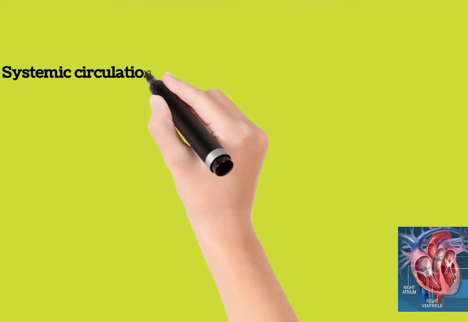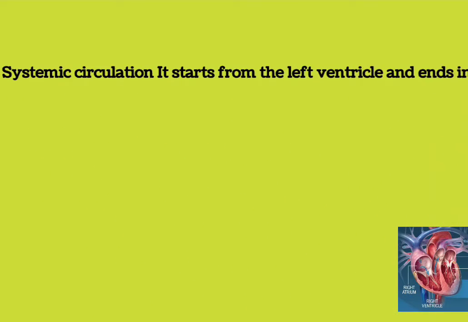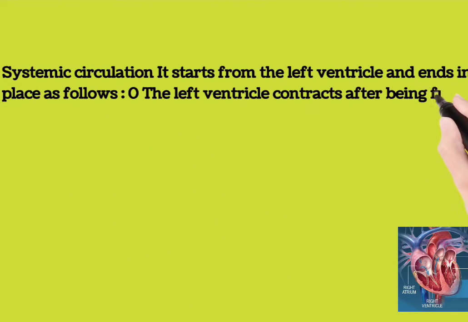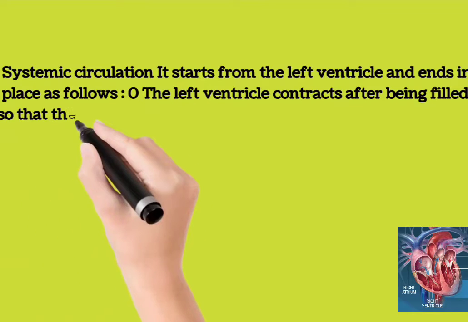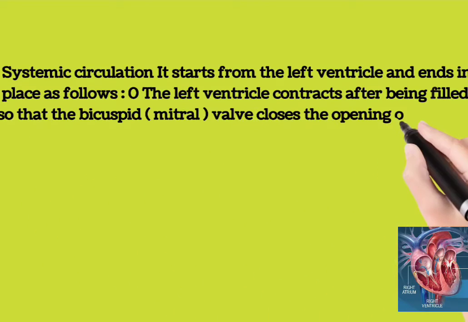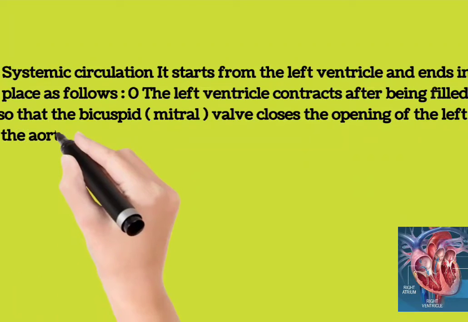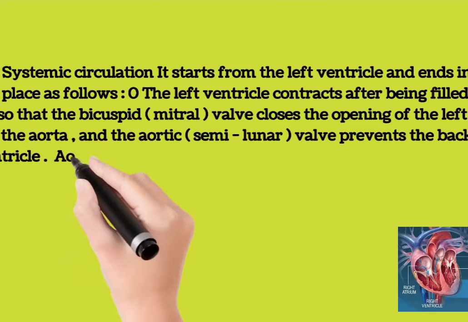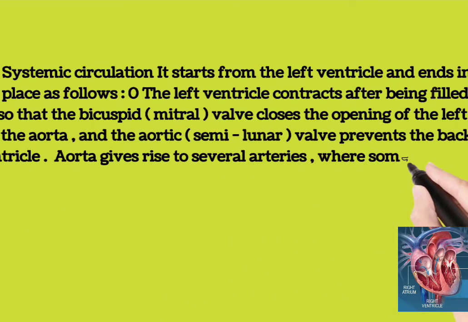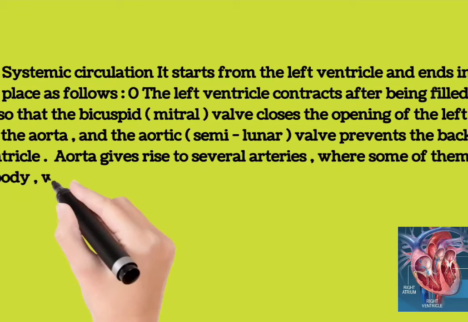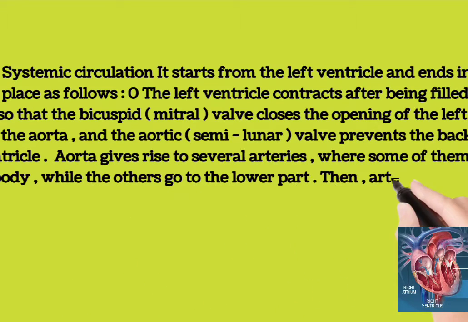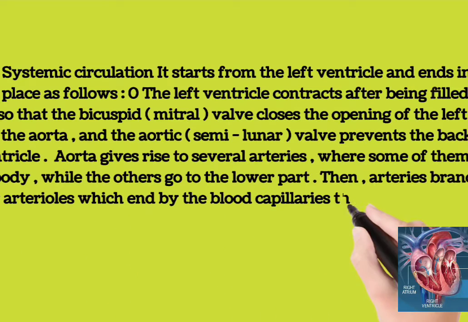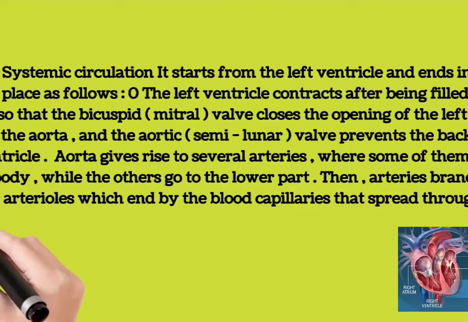Second, systemic circulation. It starts from the left ventricle and ends in the right atrium, and it takes place as follows. The left ventricle contracts after being filled with the oxygenated blood, so that the bicuspid mitral valve closes the opening of the left atrium. Blood will rush to the aorta, and the aortic semilunar valve prevents the backflow of blood to the left ventricle. The aorta gives rise to several arteries, where some of them move to the upper part of the body, while the others go to the lower part.